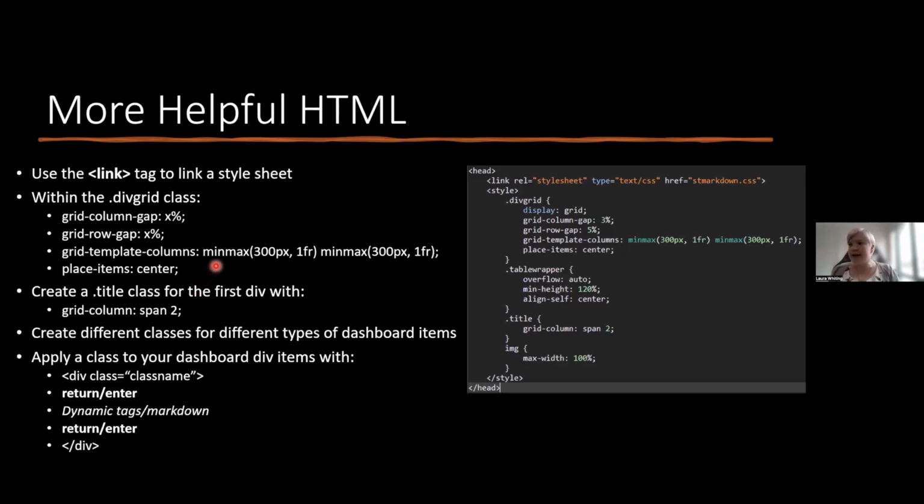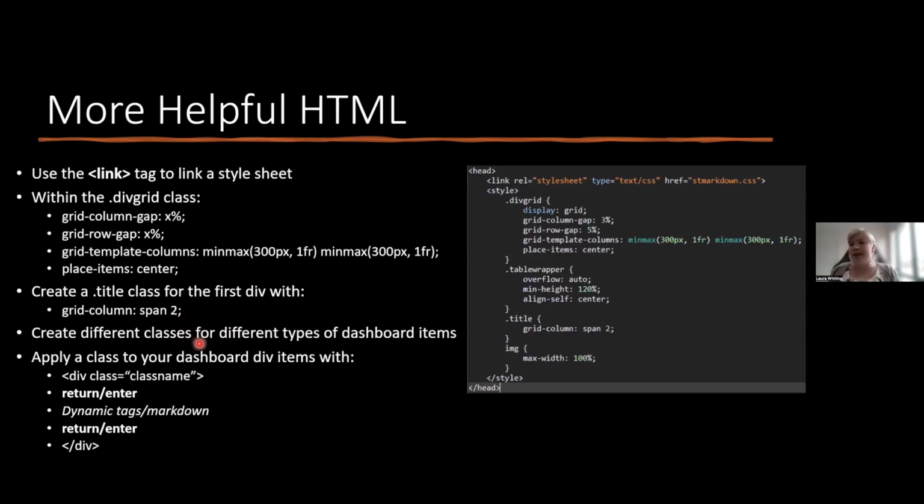You can also create a title class, which I've done, which I've just put in grid column span 2. So this is the div that I would put at the top. If I wanted a title, I would just put my markdown title within this title div, and it would span 2 columns instead of 1. So it would sit central at the top of the dashboard. If you had 3 columns for your dashboard, then this would just be a 3 instead of a 2.